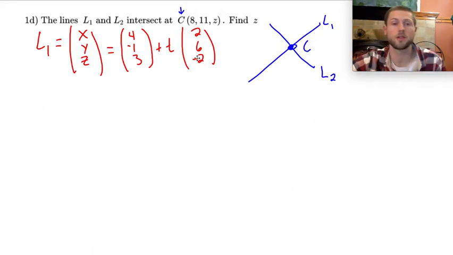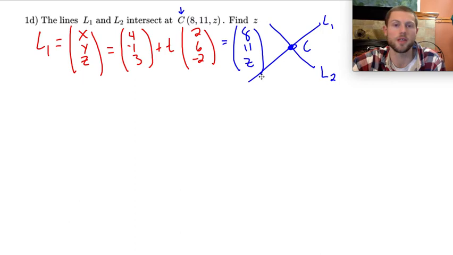So what I can do here is I can take really either equation for L1 or L2, and I'm going to use just one of those to try and figure out the other two parts of this point C. I chose to use L1 here. You could have done the same process with L2, but I'm going to go forward with L1. If this is my vector equation, basically what I want to find out is when this vector equals the position vector 8, 11, Z, since that's where the coordinate C is.